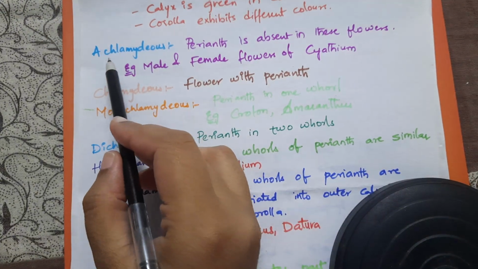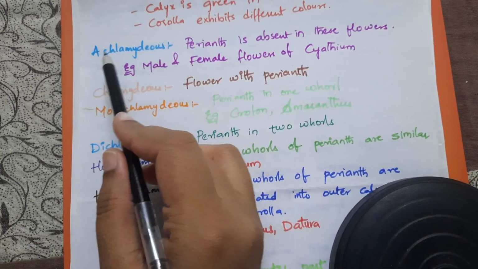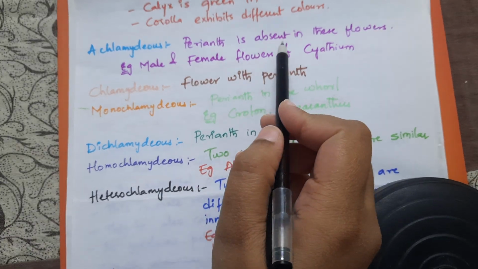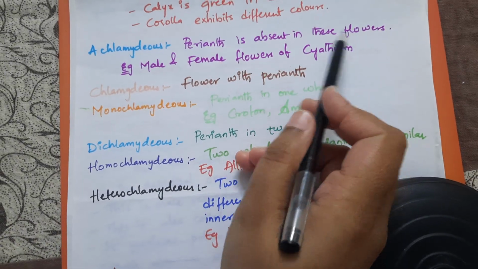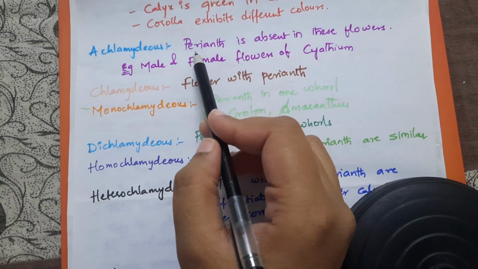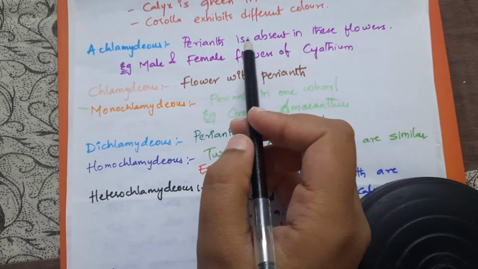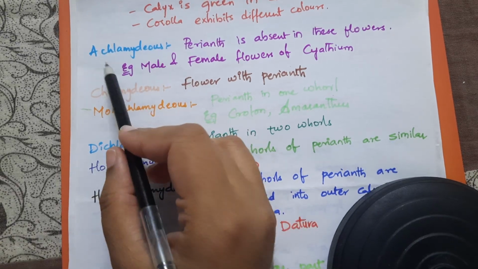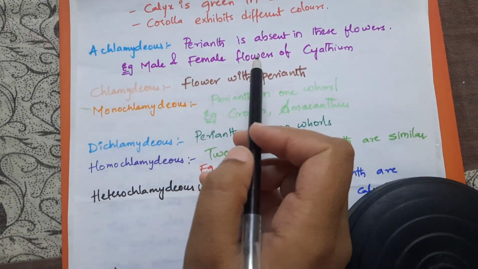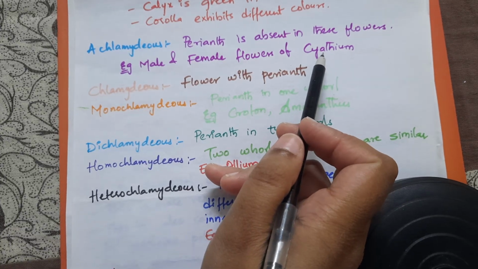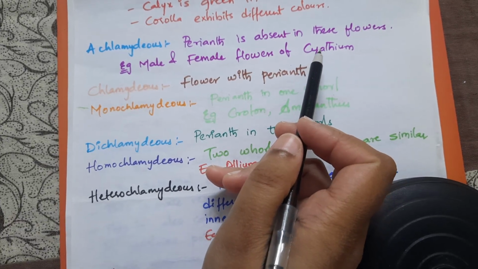Then achlamydeous. What are achlamydeous flowers? Flowers in which the perianth is absent. If a flower does not contain any perianth, meaning sepals and petals are absent, those flowers are known as achlamydeous. An example for this is the male and female flowers of cyathium, a special type of flower in which there is no perianth.